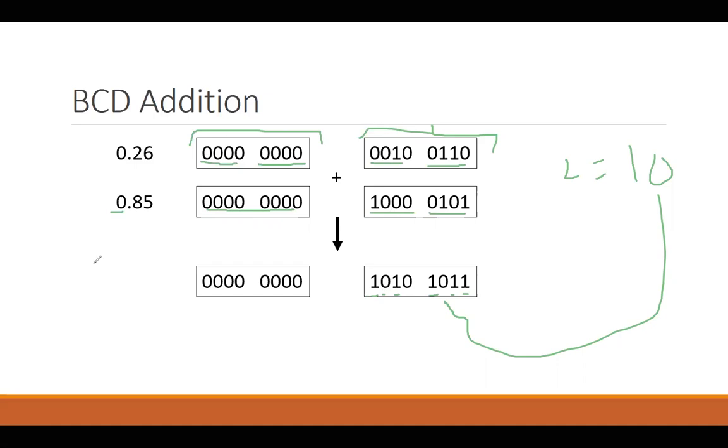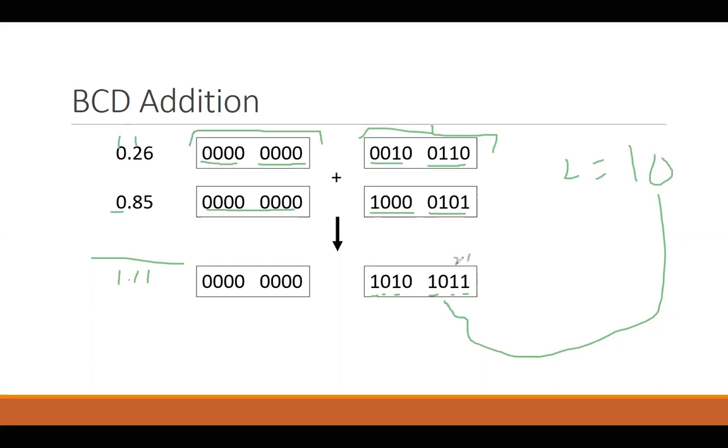But the problem here is, if I add these in the denary number system, 5 and 6 should be 11. So 1 is here and 1 carry, and 3 and 8 should also be 11. So 1 here and 1 carry. So it should be 1.11. But when I'm looking at these digits, they are far above 9.